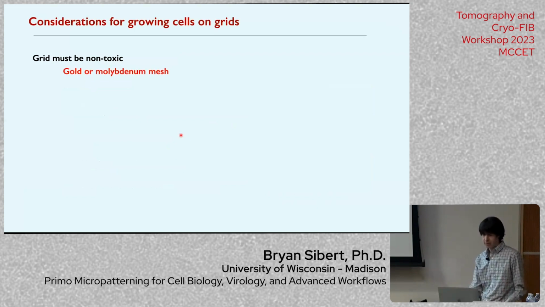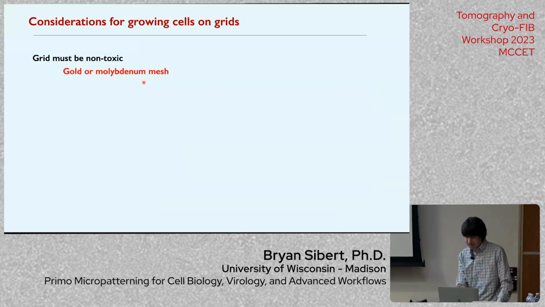Before we go into micropatterning, I just want to cover some basic considerations for growing cells on grids, starting with the least controversial. The grid must not be toxic. Copper will leach ions into your media or buffer as the cells are growing on it and will be toxic to your cells. So gold, of course, is the most common substitute. It's inert, it has good thermal properties, but you can now order molybdenum grids. They're a little bit more special order.